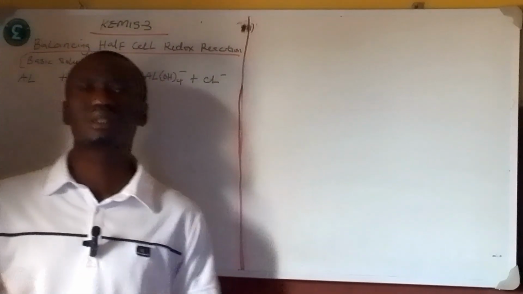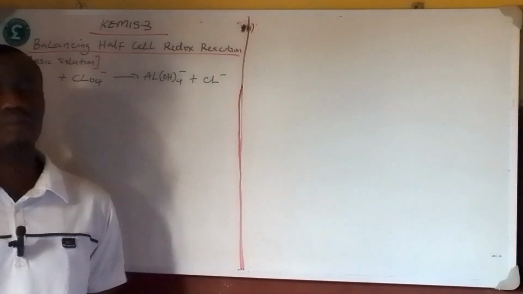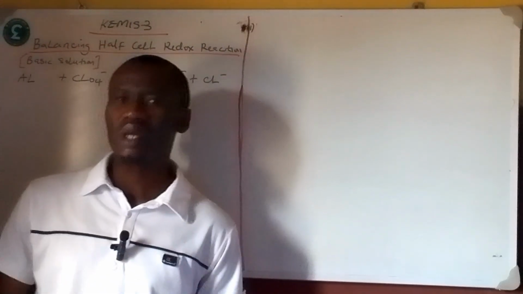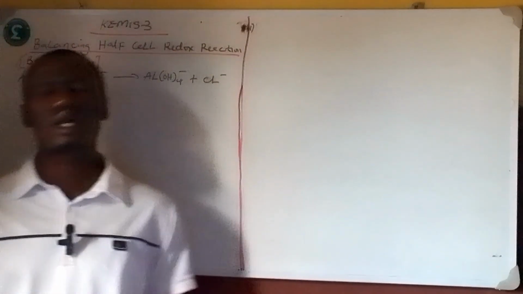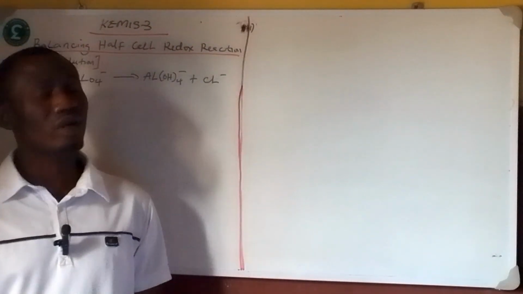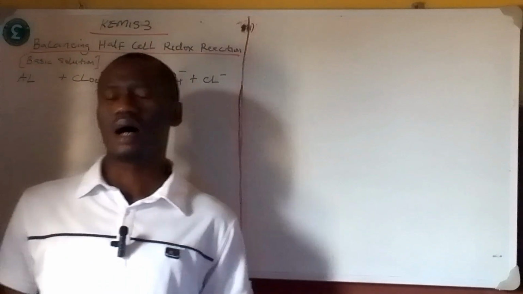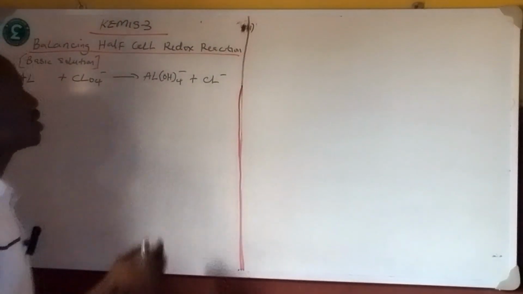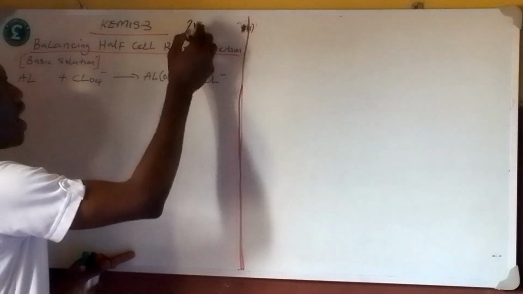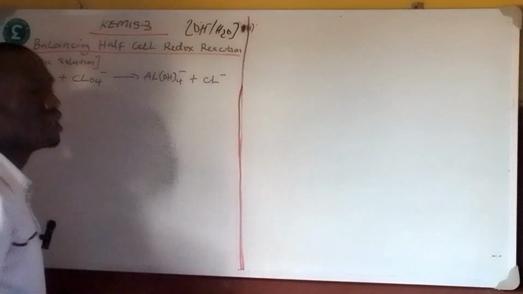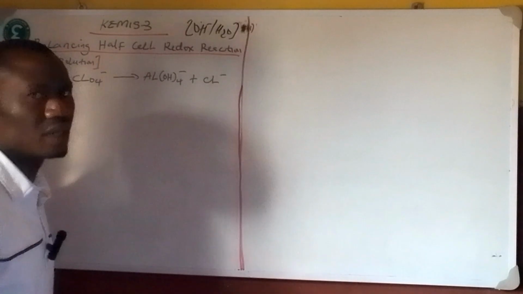Today's class. We're still under the redox equation, how to balance redox equations. If you have been following the series, we have done that under neutral solution, we have done that under acidic solution. In this video, we'll be doing that under basic solution. For the basic solution, you need to know that we are adding hydroxyl and water to this equation. Now, let's take it step by step.